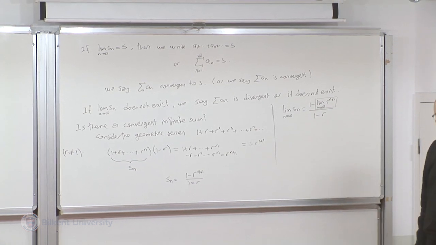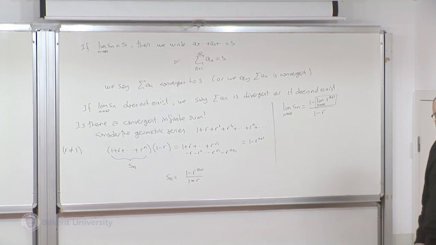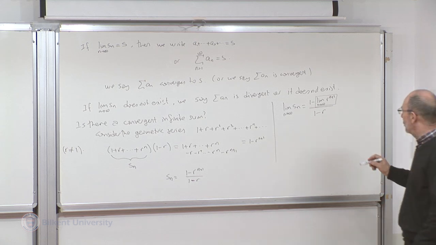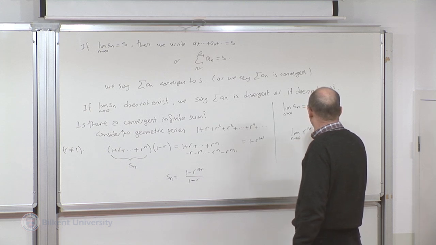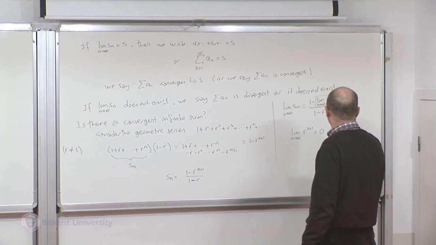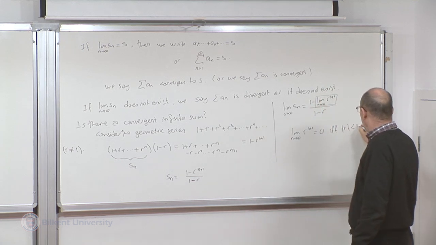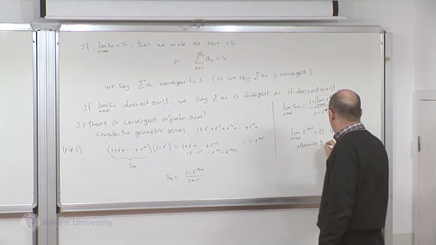But we know that this limit exists if and only if the absolute value of r is less than 1. Okay, so that's what we did last week on sequences. So the limit as n goes to infinity of r^(n+1) is equal to 0 if and only if the absolute value of r is strictly less than 1. Otherwise, the limit does not exist.